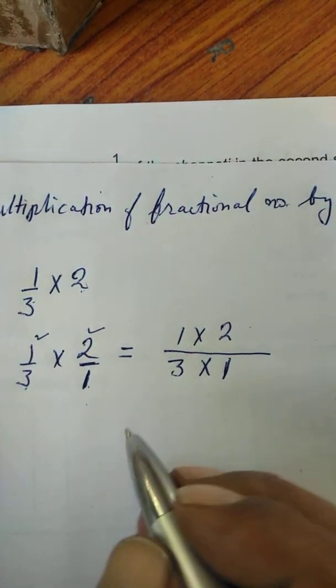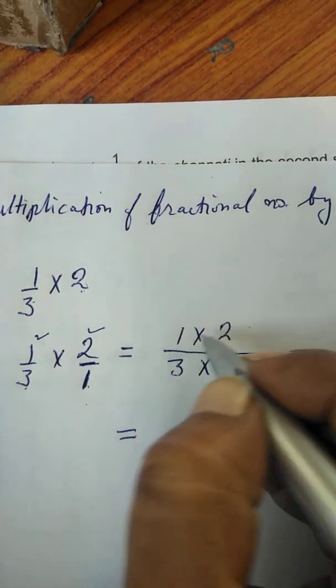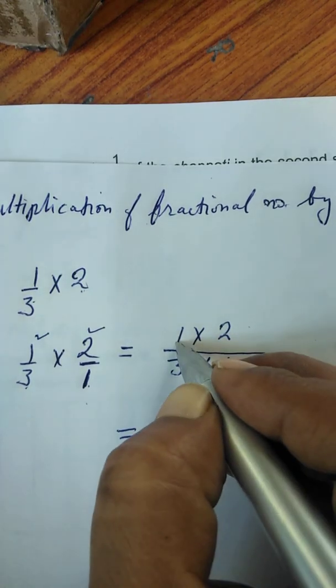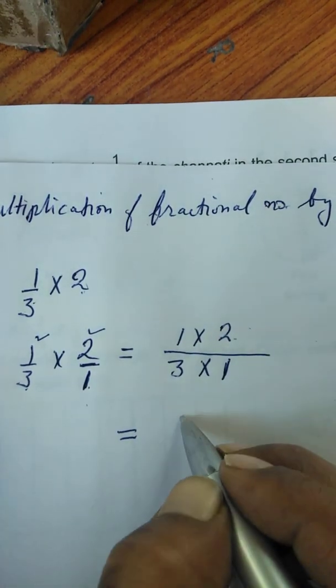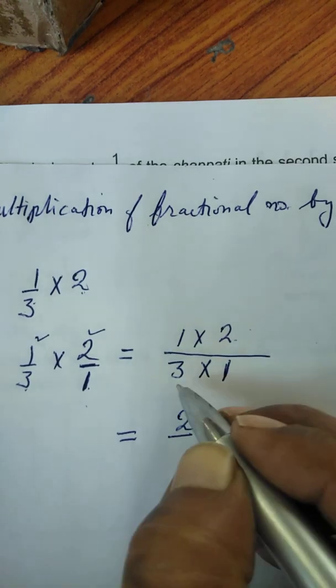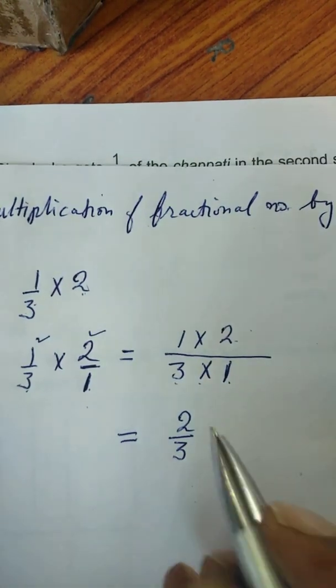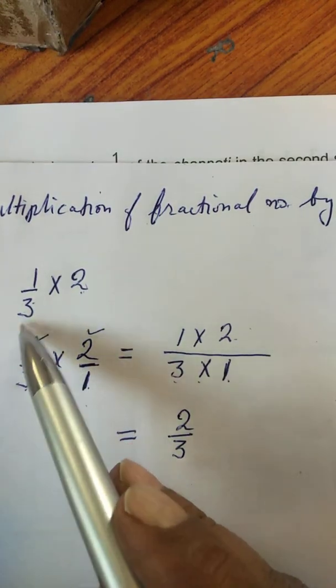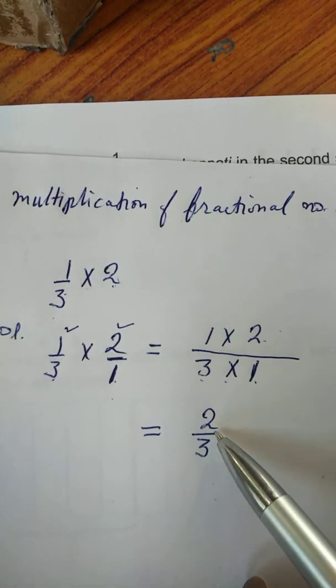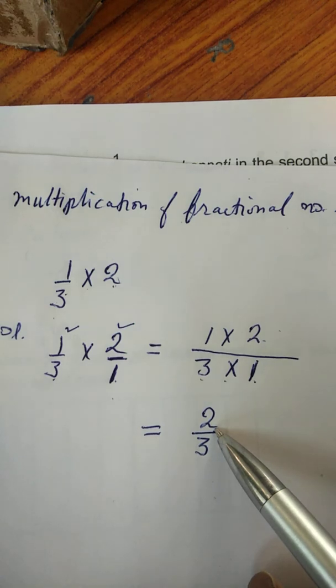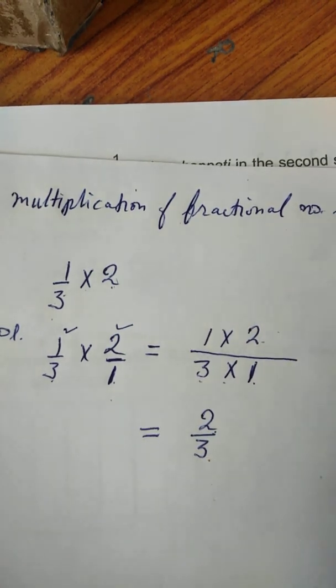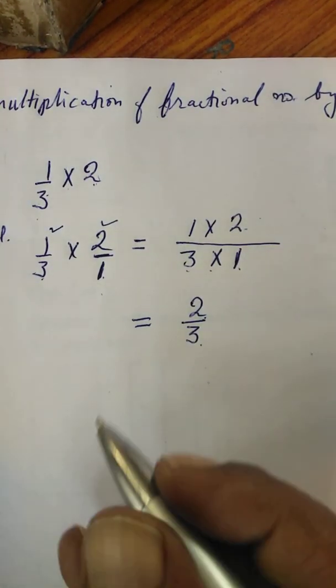Now, what is there in the numerator? 1 multiply 2, what is the answer? 2. And what is in the denominator? 3 multiply 1, what is the answer? 3. So when you multiply 1 upon 3 by 2, you will get the product 2 upon 3. Now let us take another example.